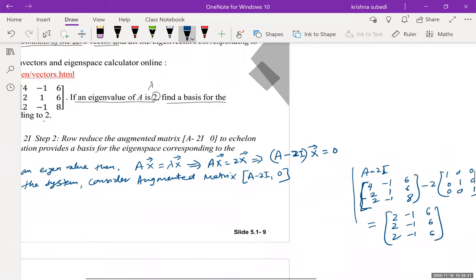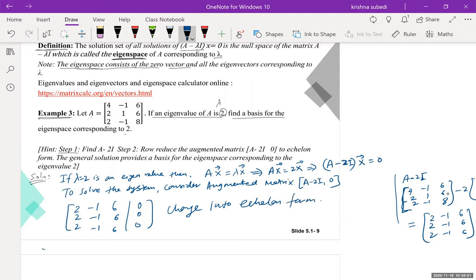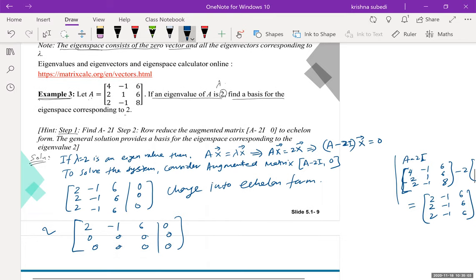So the augmented matrix is now A minus 2I, which is 2, 2, 2, negative 1, negative 1, negative 1, and 6, 6, 6, and then 0, 0, 0. This is our augmented matrix. Now we need to change it into echelon form, and I trust that you know how to do that. When you change it into echelon form, it will be 2, negative 1, 6, 0, 0, 0, 0, 0, 0, 0, 0, 0. So this is your echelon form.